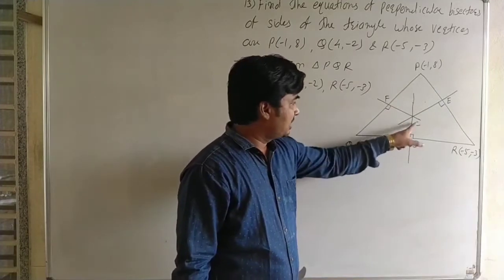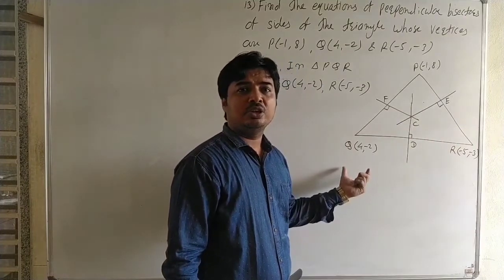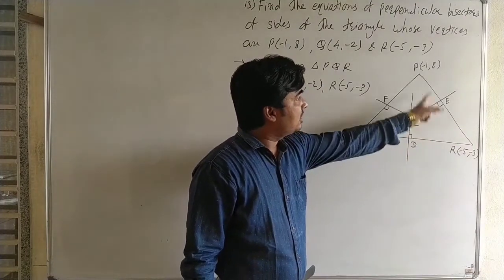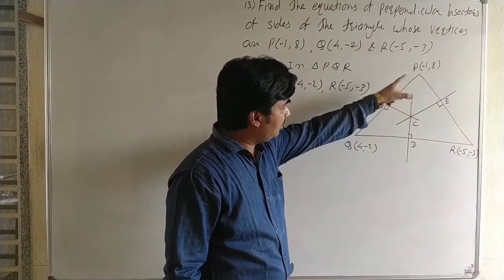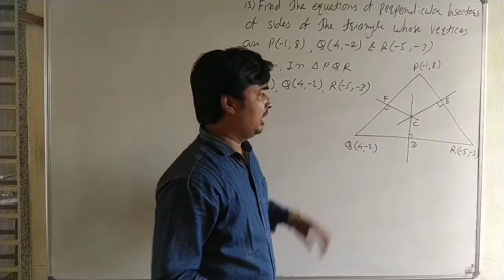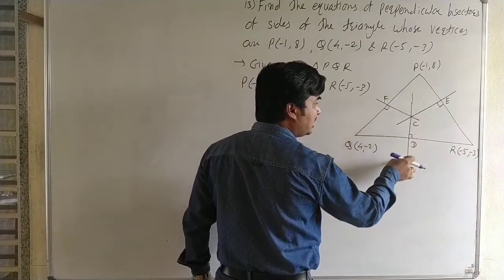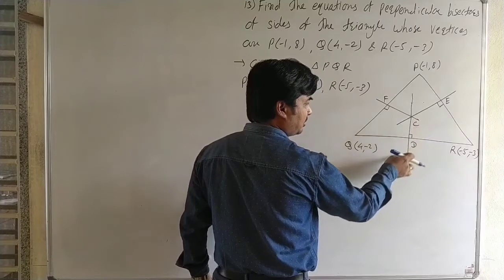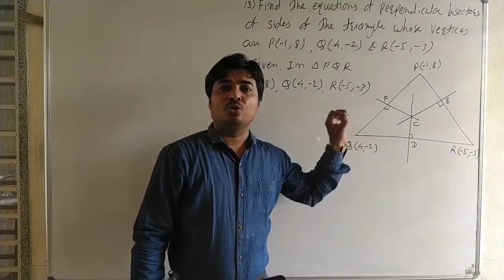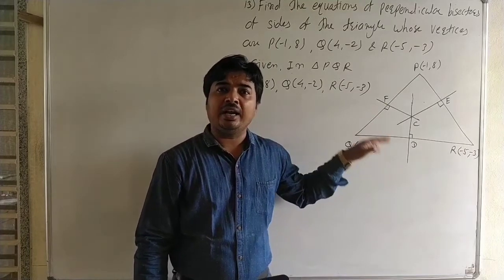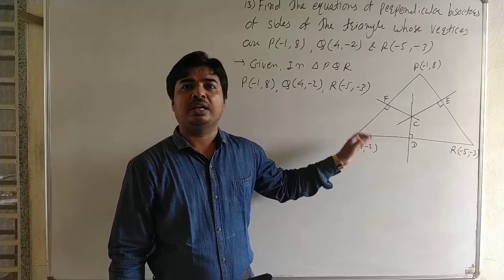That is, CD is a perpendicular bisector of the side QR. CE is a perpendicular bisector of the side PR. CF is a perpendicular bisector of the side PQ. Okay. Now here see carefully, we want to find the equation of line CD. So we want to find the slope of the line CD and a point passing through line CD.